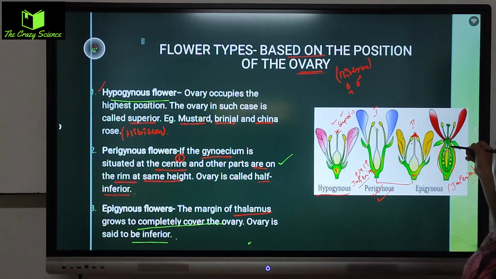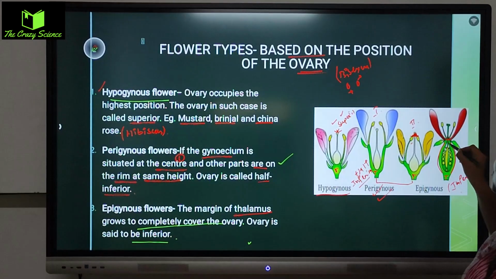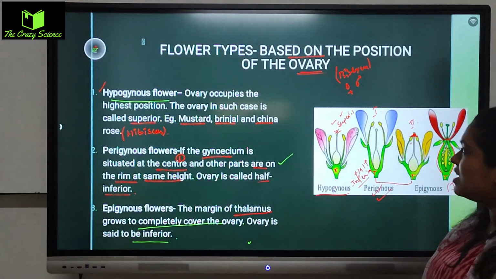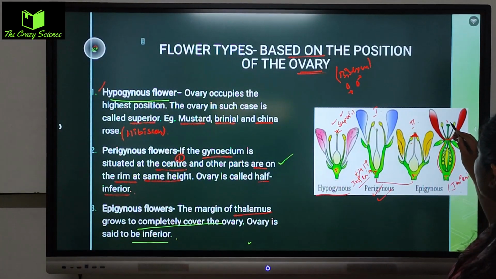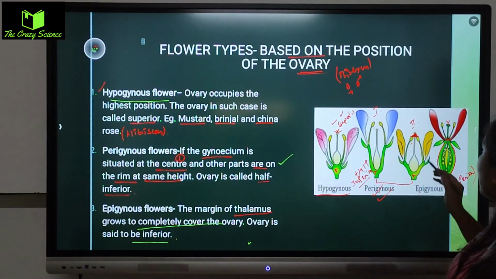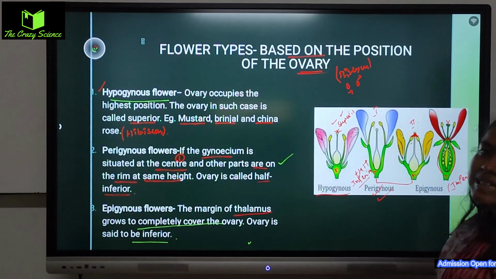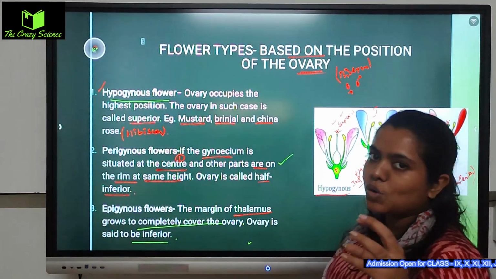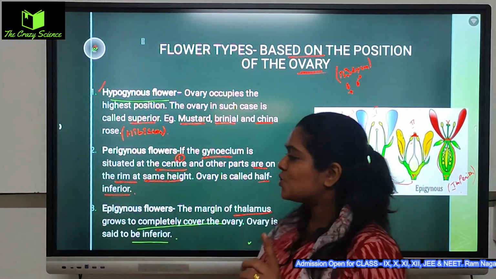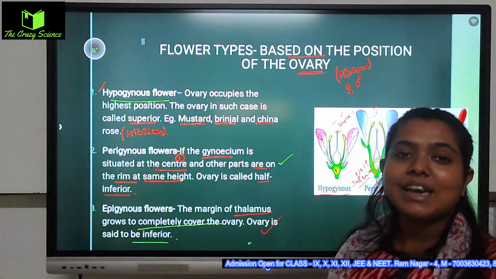Here what happened is that the ovary portion is totally embedded in the thalamus position, and then just the upper part of the style and the stigma is seen, along with the stamen. That's it. The rest of the part, the ovary, is totally embedded. So in that case, it is called totally inferior.